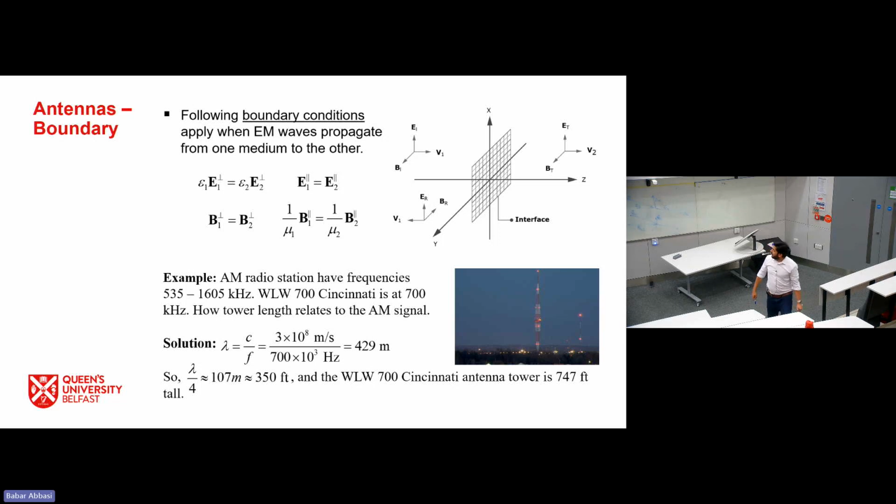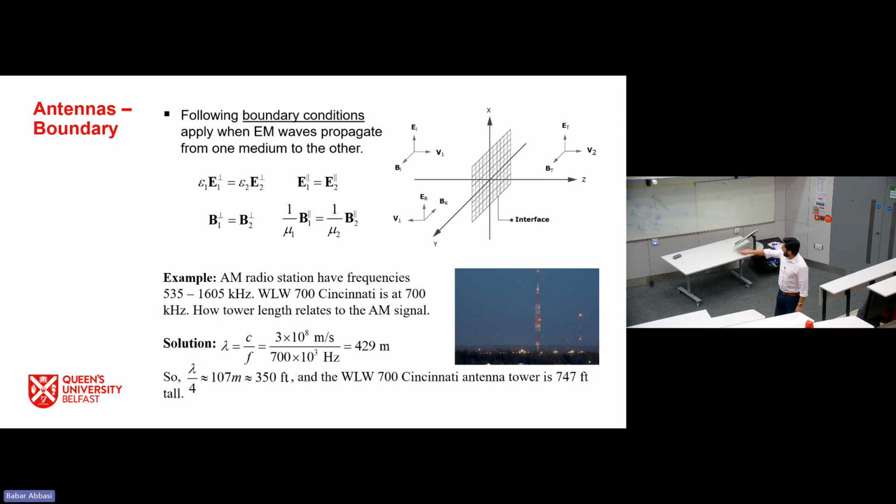Okay. Similarly, the perpendicular magnetic flux density component is unchanged when it's crossing a boundary. But the parallel one is not unchanged. It has an impact of permeability. So I have to know the permeability of free space and then the permeability of the material that is propagating through.